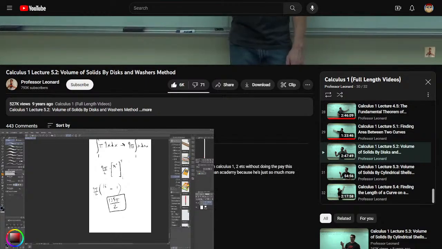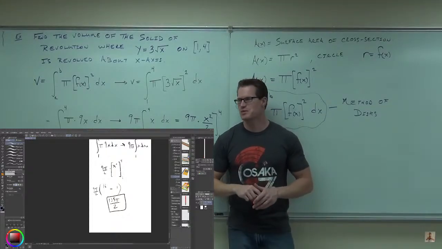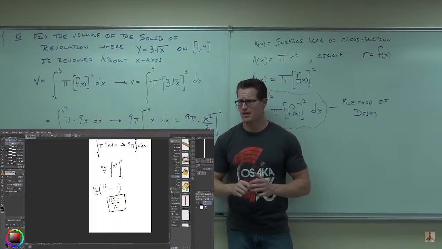Now, would you like to do something a little bit cooler? This is pretty cool already. But what I want to do now is see if we can come up with the formula for a sphere by doing some of this calculus stuff. I'm sure there are many ways to come up with a formula for the volume of the sphere, but have you ever thought about actually how they did it? How would you do it?